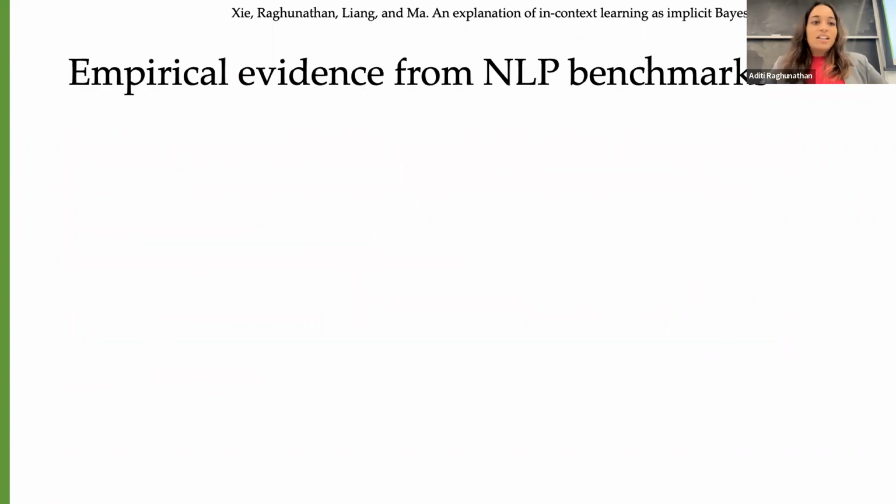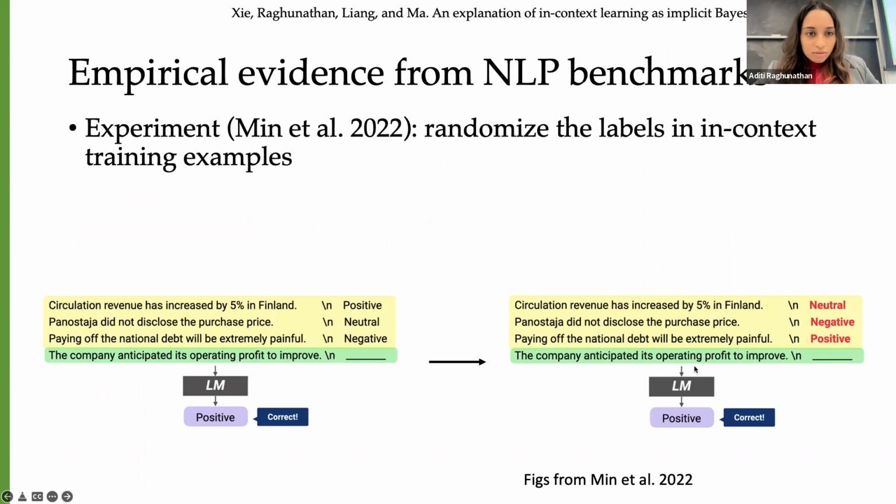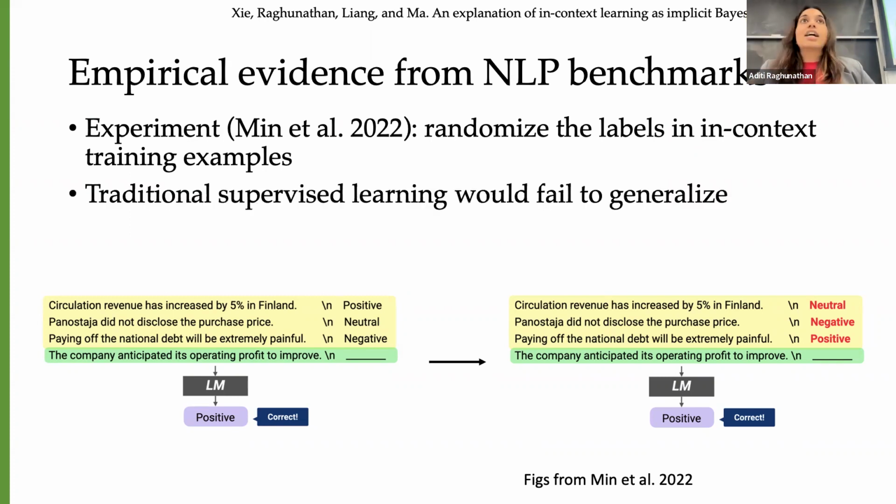Okay, so someone asked about empirical evidence, right? So one interesting experiment from Min et al. is that you can even randomize the labels in the in-context training examples. For example, let's say you're doing sentiment classification. You take your data set and you literally just give random labels. Don't flip them, give random labels. If you did this and trained with supervised learning, the model is going to fail completely, right? You're giving random labels. There's no reason the model will generalize. But what you find interesting is that if you gave this data set with random labels as a prompt to a large language model, the model will actually do well.